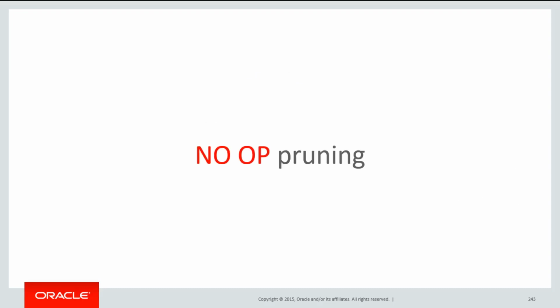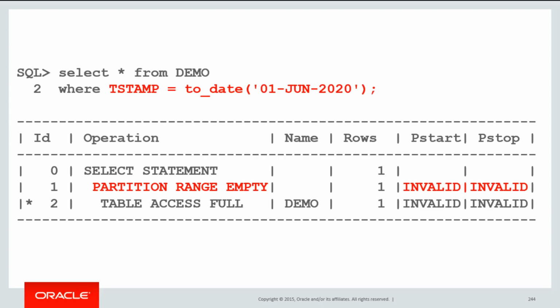We also have what we call no operation pruning, which is nice. If someone gives you a timestamp for a date which does not exist in any partition, you'll see the partition range empty in the execution plan. This is an optimization where the database will not even visit any of the data because it knows by definition that that particular date cannot exist in the partition table.